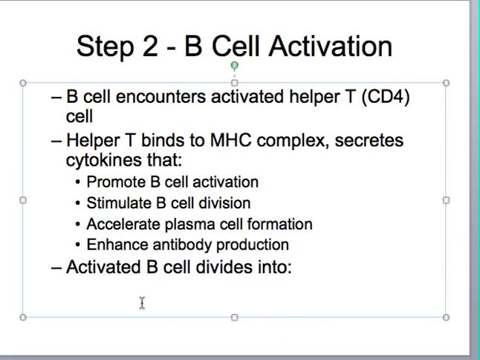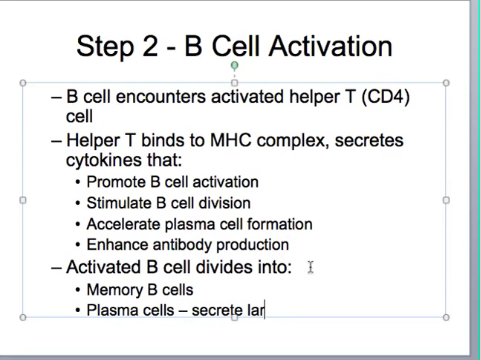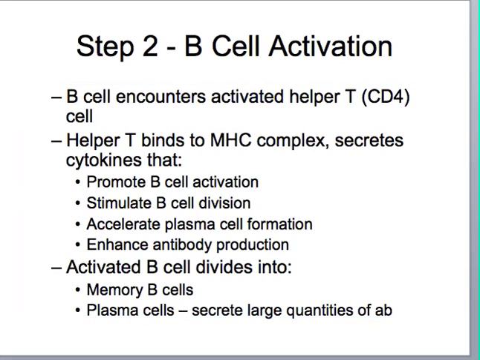Okay, now what do these activated B cells divide into? They divide into memory B cells, and they will divide to become plasma cells, which will then secrete large quantities of antibody.